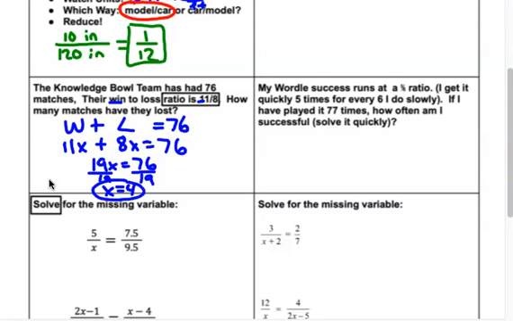That's not our answer. The question was, how many matches have they lost? This is what we're trying to solve. So we need to take that and multiply it back into the loss part of the ratio, which is 8 times x. So the number of losses equals 8 times 4, which is 32.